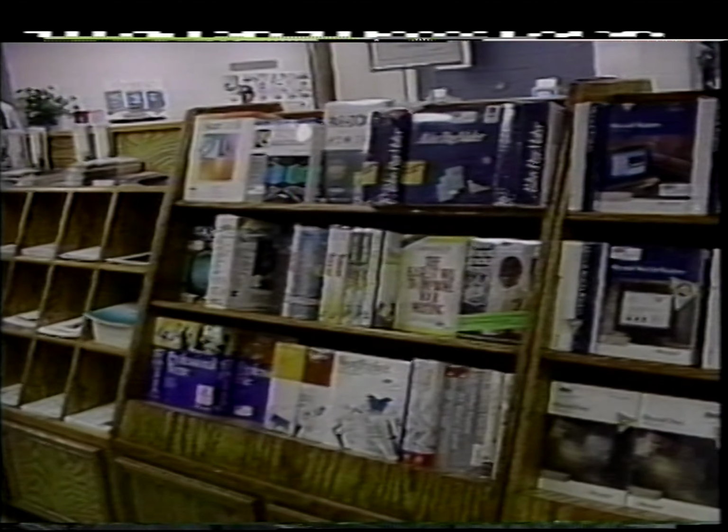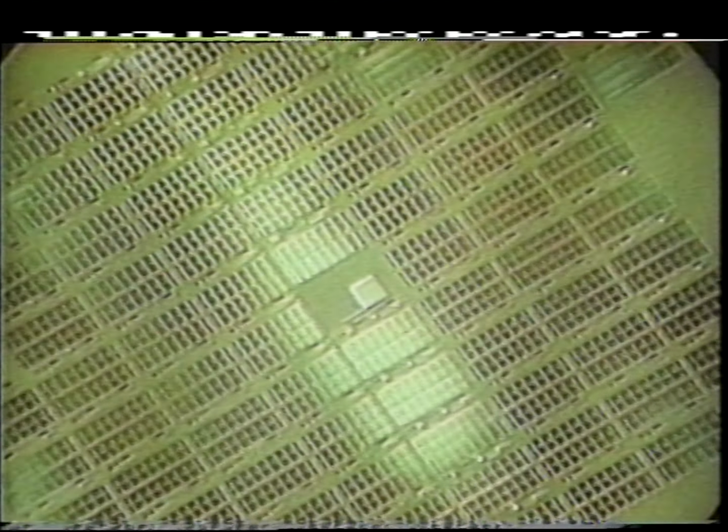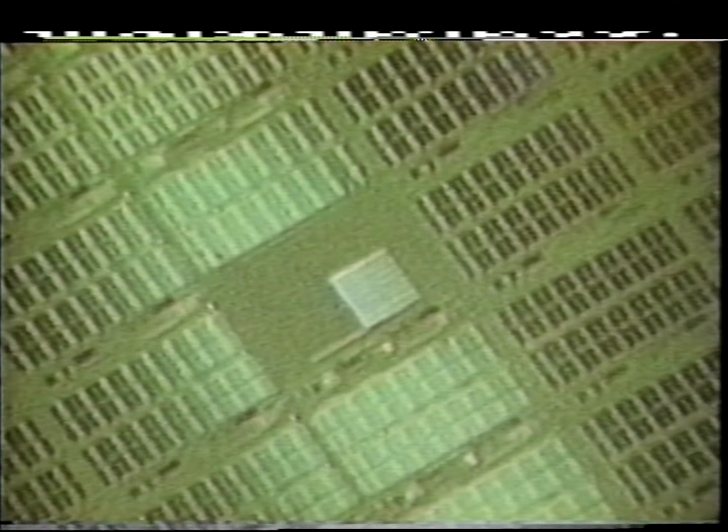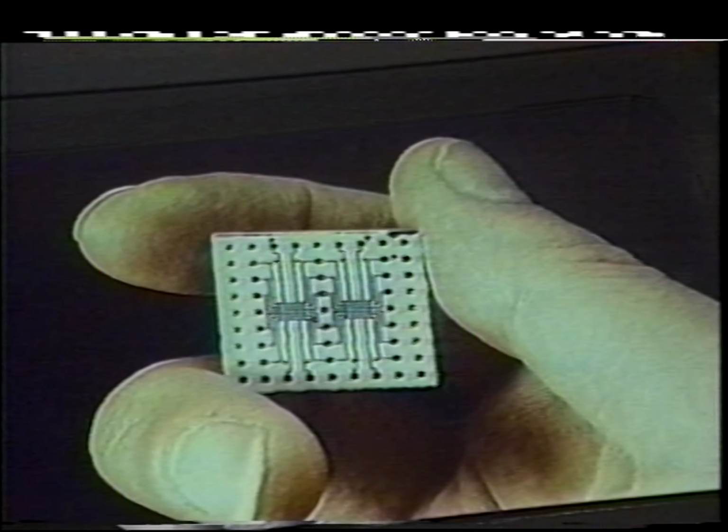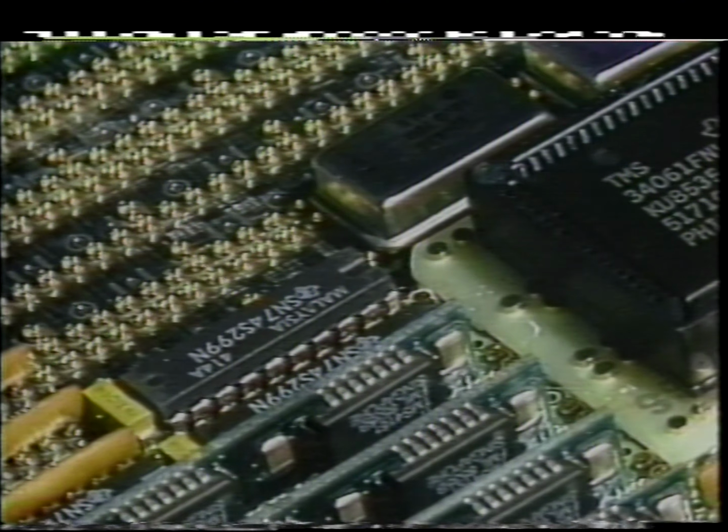The basis of all modern computers is the microchip. Many are smaller than a fingernail and contain thousands of circuits. These computer circuit boards contain a CPU and ROM memory chips.